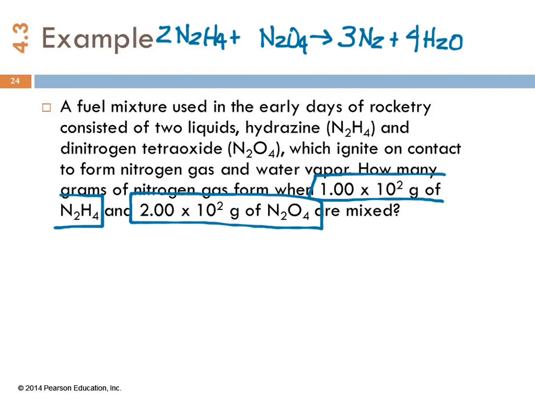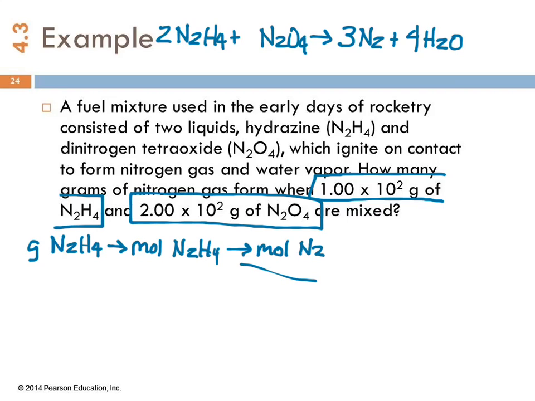So we're going to start out, I'll write out one of these paths. We're going to start with N2H4, grams to moles to moles to grams. So grams of that to moles of that to moles of what we're looking for, which is what? How many grams of nitrogen gas? It's always good to calculate the right product. Moles of nitrogen, then grams of nitrogen. The path for the other one's going to be real similar. It's just going to have N2O4 here and here instead.